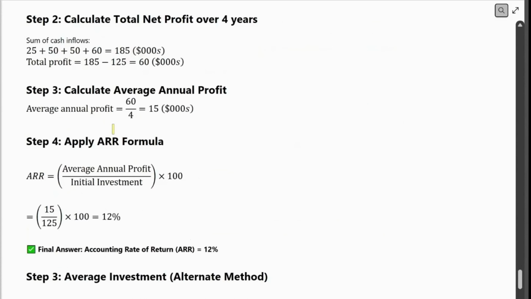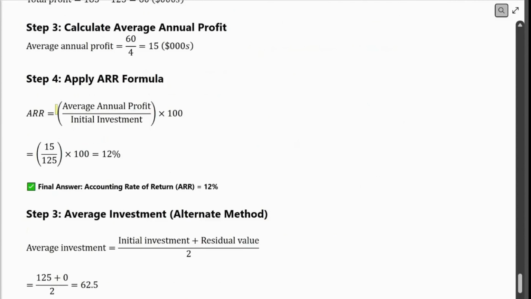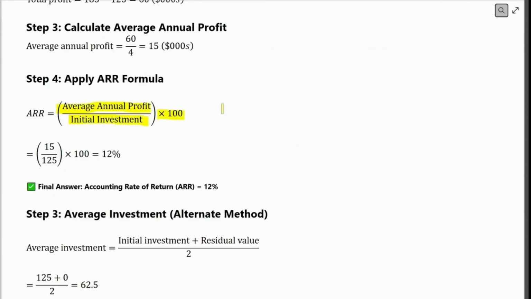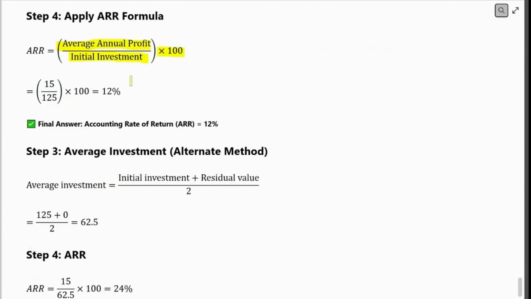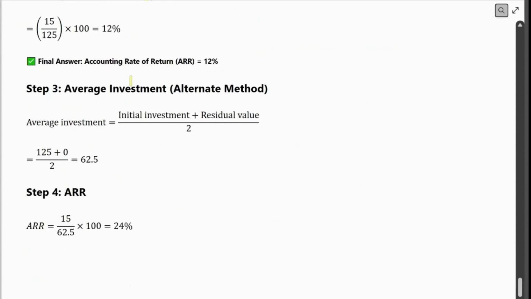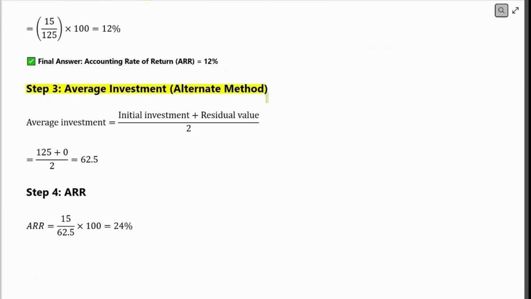So average annual profit was 60 divided by 4. That was 15. So apply the ARR formula. Now there were two different formulas for the calculation. I've applied this one first. If you apply this formula, the answer was 12%, where it was average annual profit divided by initial investment. Now there was another alternate method of doing it. That was the reason some of the students were saying 12%, some were saying 24%. So I've mentioned both ways of attempting this question.